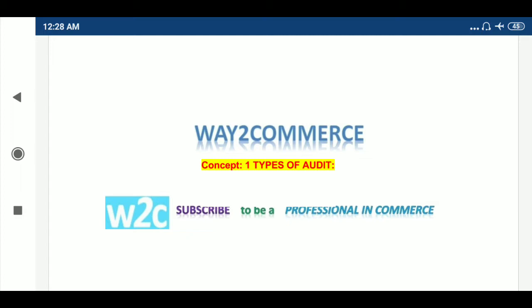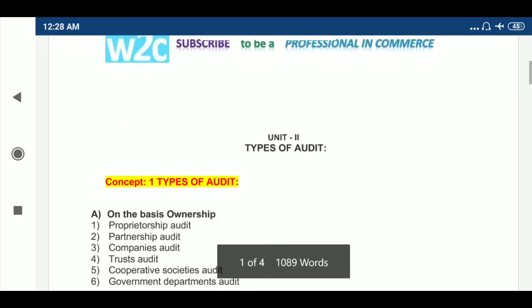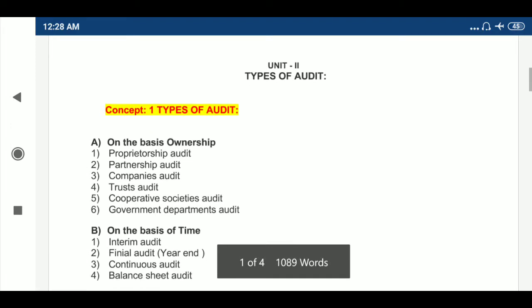Today we discuss types of audit. This is unit 2, types of audit.